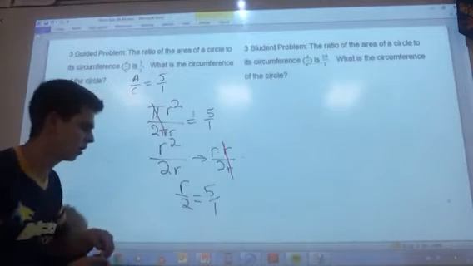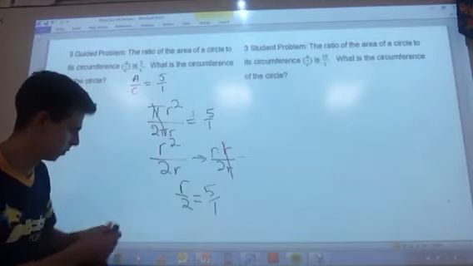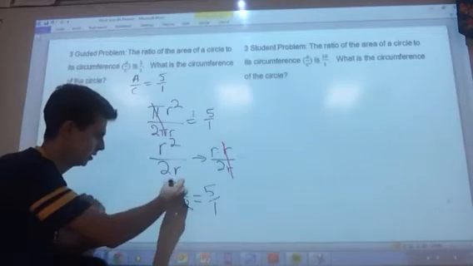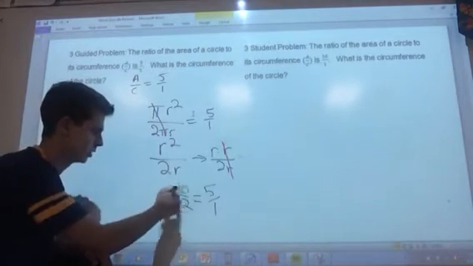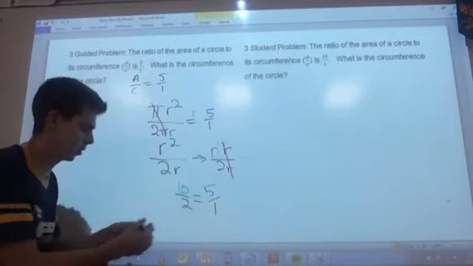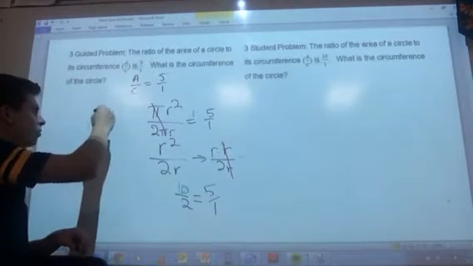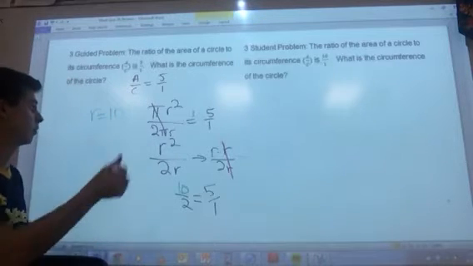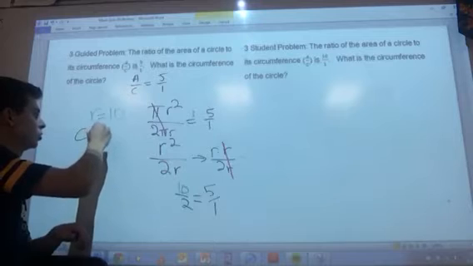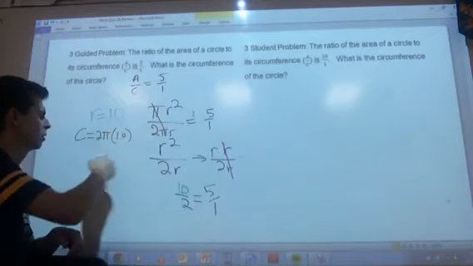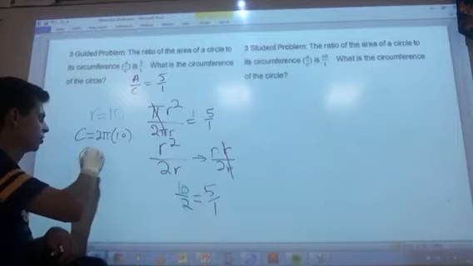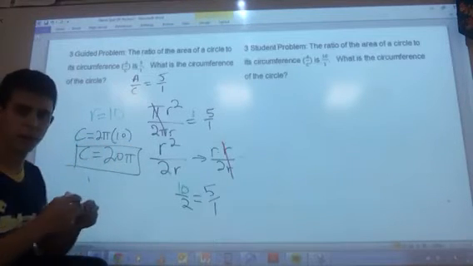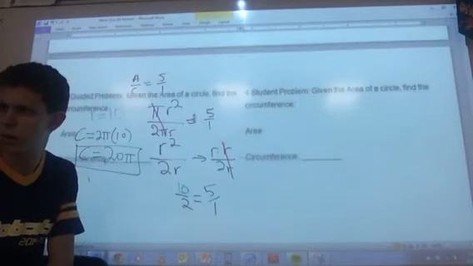Now what value of r makes this true? Well, if I put in 10, it's going to make it true. 10 divided by 2 is 5, and 5 divided by 1 is 5. So now that I have the radius, which is 10, I can plug it into the circumference formula. Circumference is equal to 2 times pi times 10. Multiply these together, circumference is equal to 20 pi. And that's my answer.